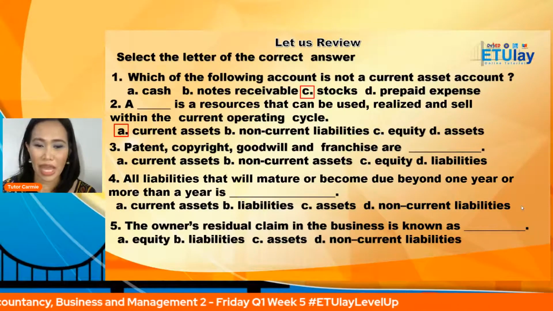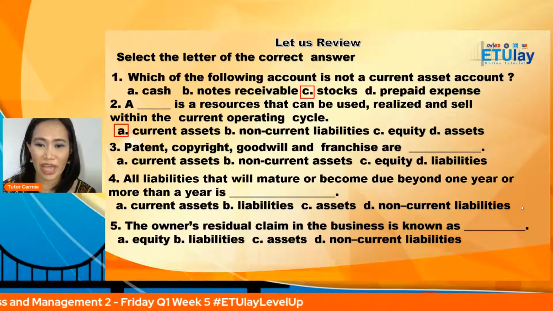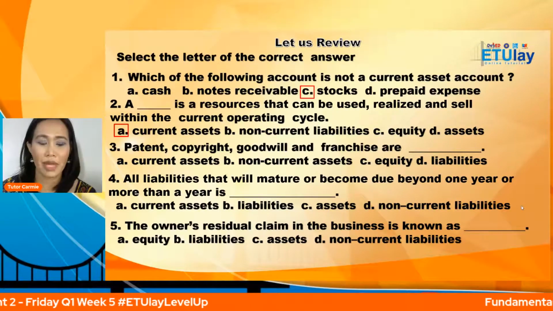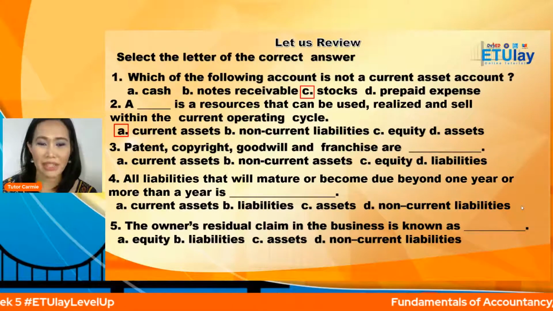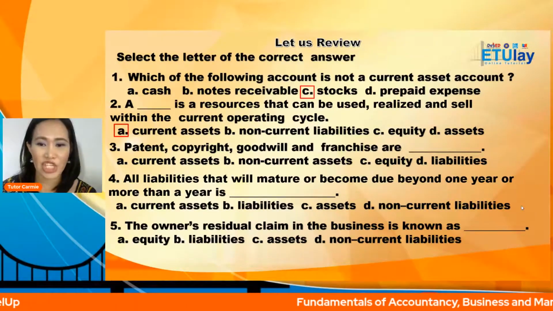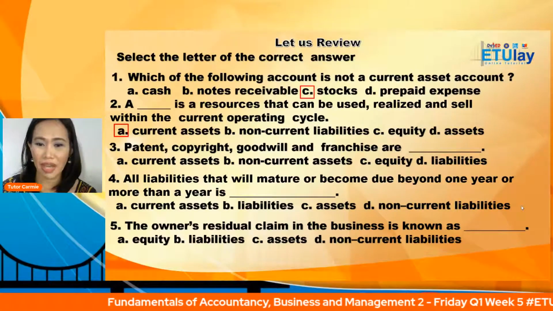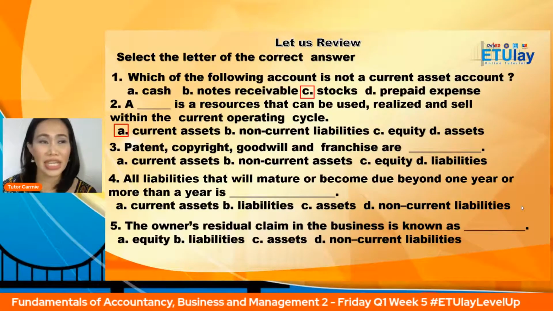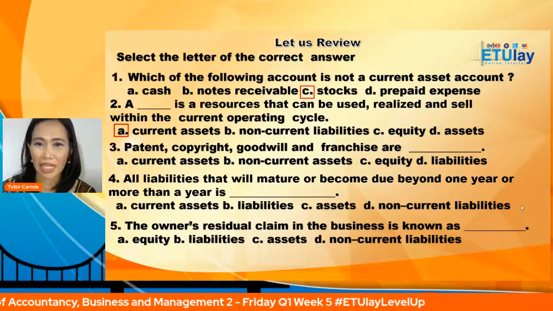Number 3. Patent, copyright, goodwill, and franchise are blank. A, current asset. B, non-current assets. C, equity. D, liabilities.